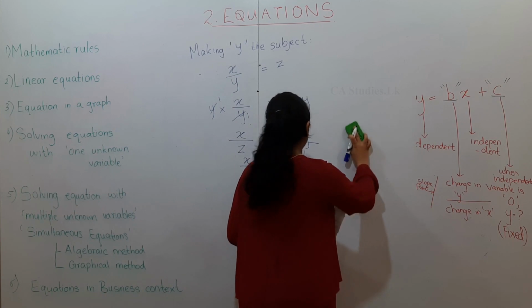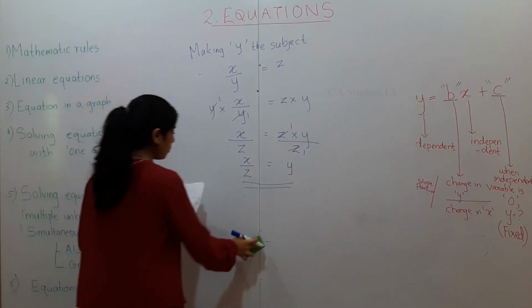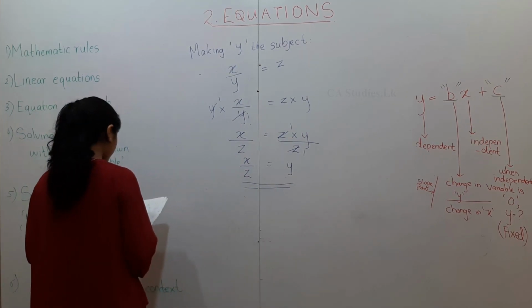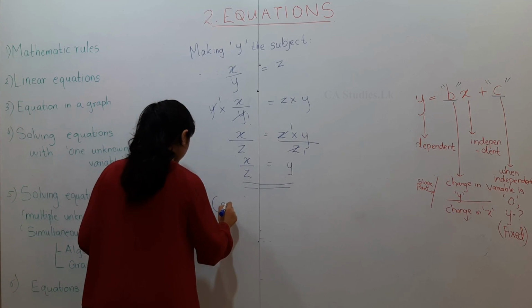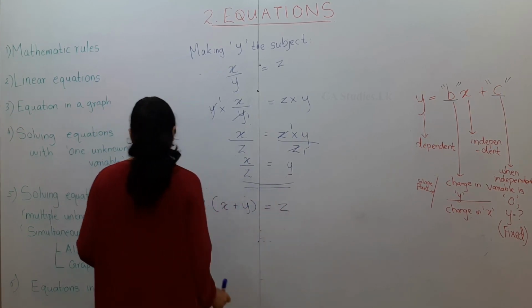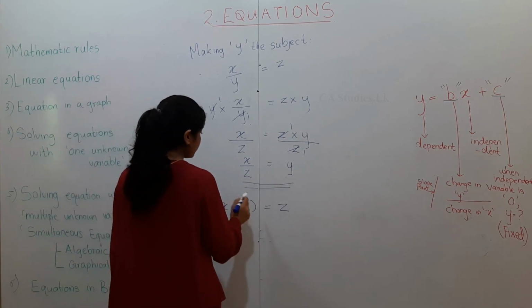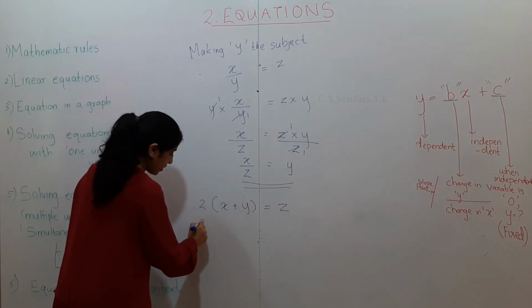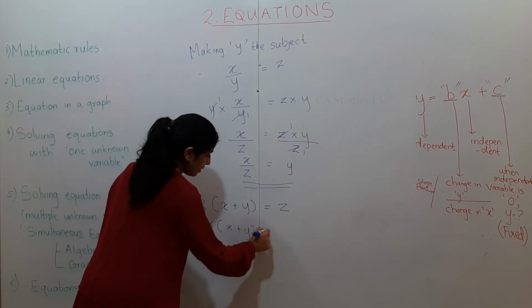That's how it is. That's type 3. And then type 4, we have 2. Now this time brackets are coming, where x plus y is equal to z. I said brackets means multiplication. So we can write 2 multiply by x plus y equal to z.